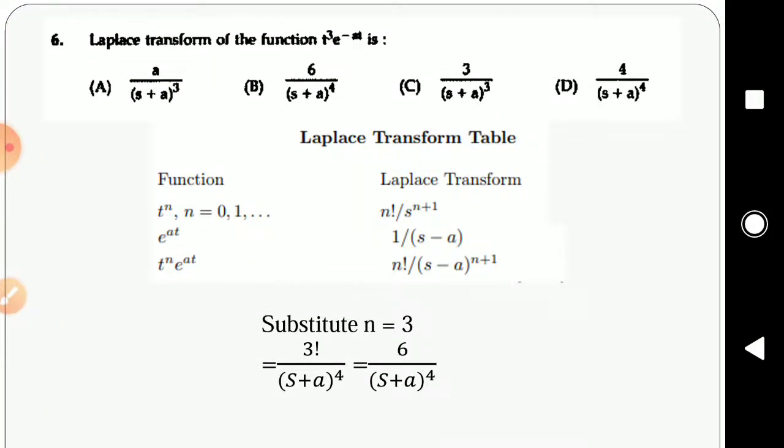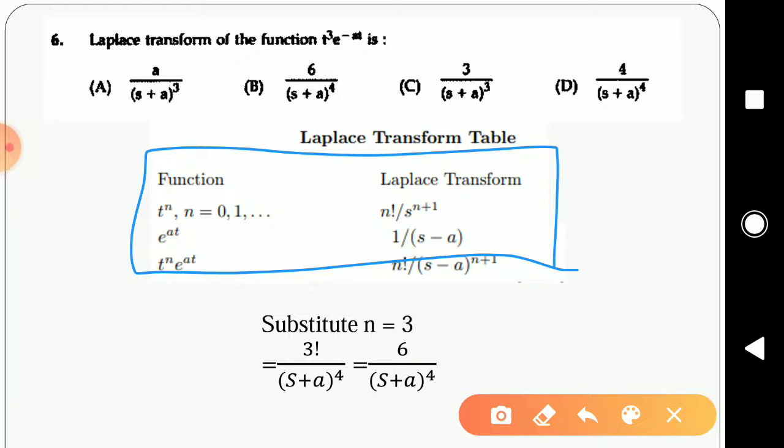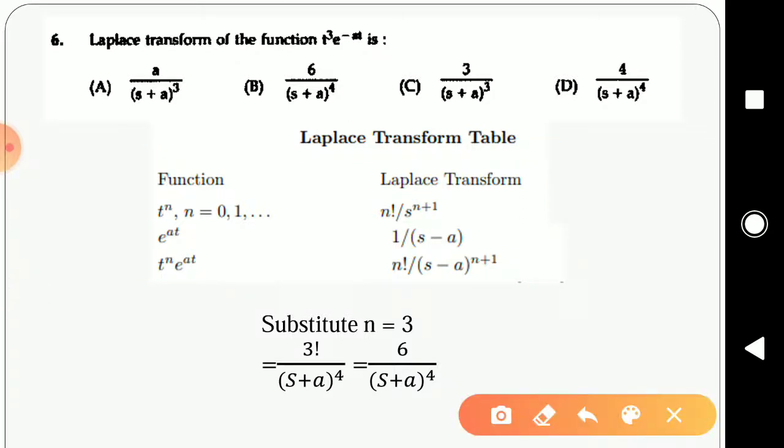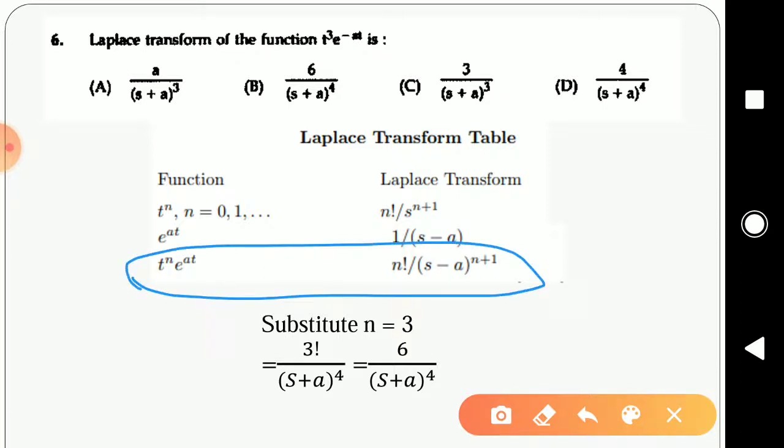The Laplace transform of a function t cube e raised to minus at is. You can just refer to these equations. You can see the equation for t raised to n is n factorial divided by s raised to n plus 1. And e raised to at is 1 by s minus a. So, e raised to minus at will be 1 by s plus a. Now, for t raised to n e raised to at, you know the Laplace transform of t raised to n, so you can just replace s by s minus a. Since it was e raised to at, you are substituting s by s minus a.